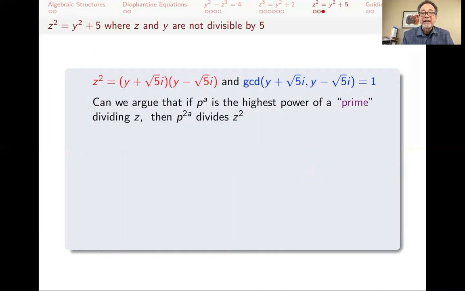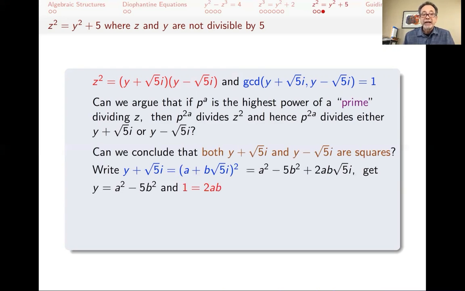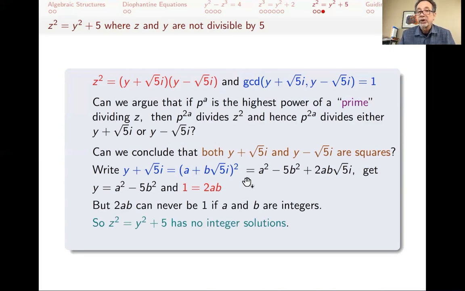Can we argue that if a prime p divides z, then p squared will have to divide z squared, and then p squared will have to divide one or the other of y plus square root of 5i and y minus square root of 5i, and therefore these should be squares? If that's the case, then y plus square root of 5i should be (a plus b square root of 5i) squared. If we square that, we get a squared minus 5b squared plus 2ab square root of 5i. That would mean that y is a squared minus 5b squared, and 1 has to be 2ab, but you can't ever have 2ab be 1. So that would tell us that this has no integer solutions, and we seem to have solved the problem just like we did before.